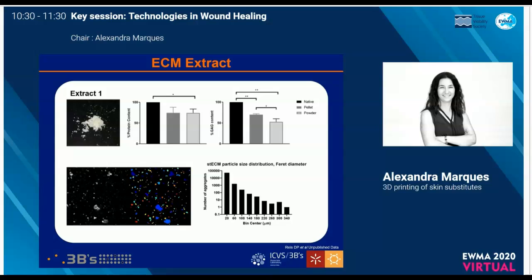by different cell types. And here you can see that we developed a methodology to extract this ECM, and so far we have been able to recover a significant amount of the content of the extracellular matrix in terms of protein and glycosaminoglycans. And we have also been able to see that we have different particles that form this extracellular matrix that we extract, that have a different range of sizes that we can play with and use for different purposes.